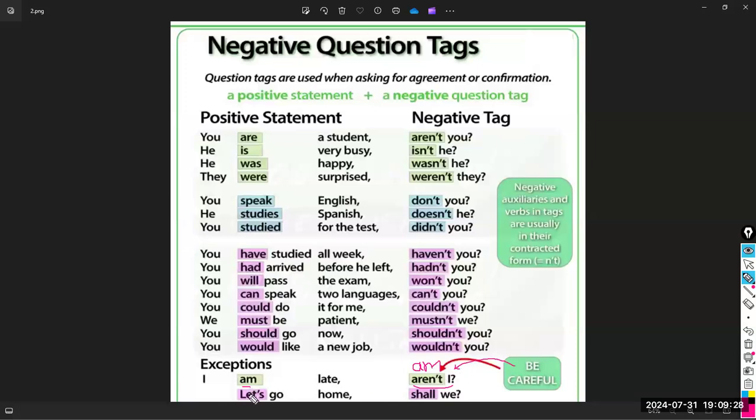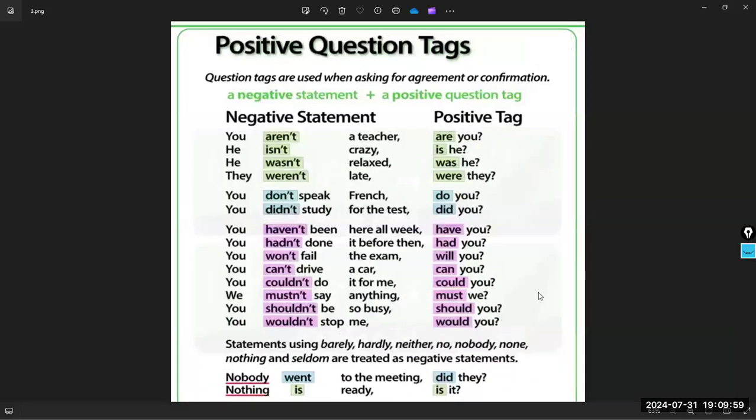Now, the next exception that we have, let's go. Let's go home. If you have let's, you have to replace it with shall. Why? Because let's is about let us. And because it's talking about us, I have to say we. So let's go home, shall we? Okay, guys? Okay. One final exception is nobody or nothing.